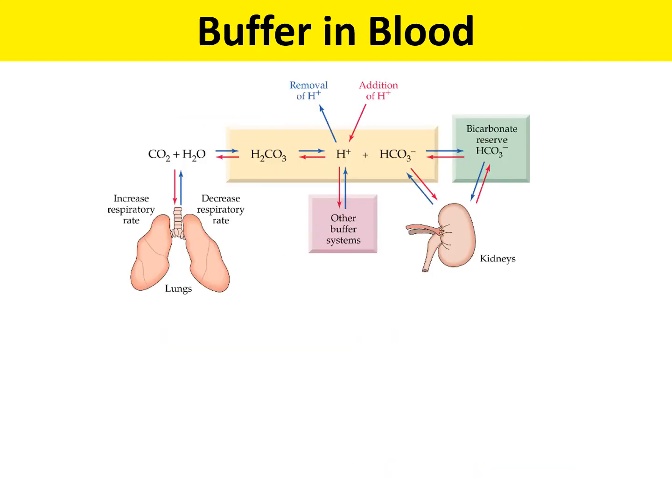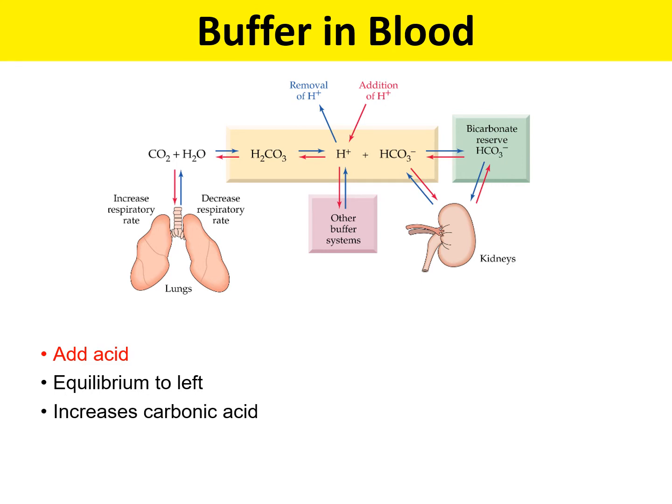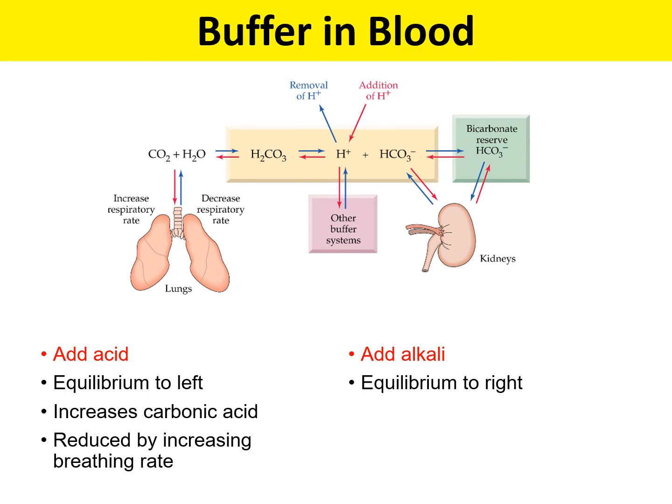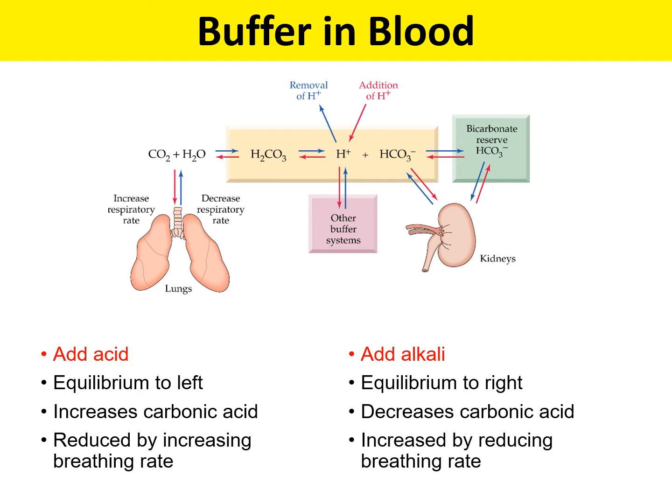Buffering in the blood is based around the carbonic acid bicarbonate buffering system. If you look at the equations above, you can see that when you add acid, they react with the bicarbonate and the equilibrium moves to the left-hand side, which increases the amount of carbonic acid, which then can be reduced by increasing our breathing rate. If we add alkali, the equilibrium moves to the right-hand side because the alkali reacts with the carbonic acid. This decreases the amount of carbonic acid and it can be increased again by reducing our breathing rate.